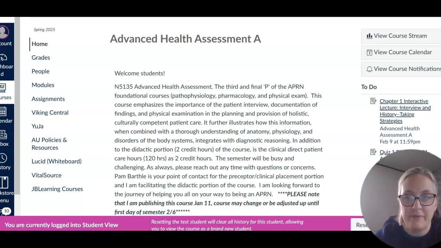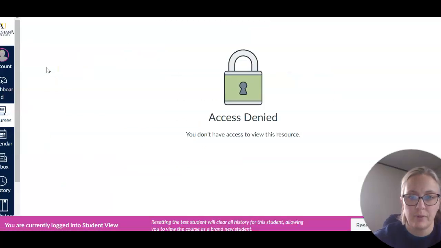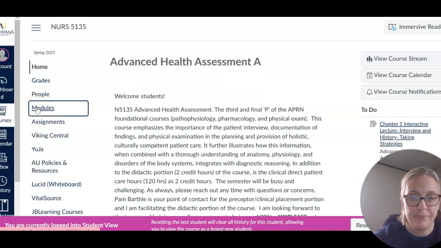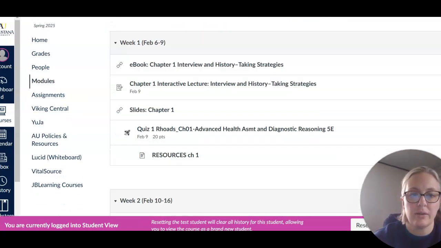So if I go back to Canvas, and this is a student view, this should be what you see. You're going to go to your module. Oh, geez. Just joking. Hold on. You go to modules. See if it's going to work. There we go. And then you guys are going to see your week in there.